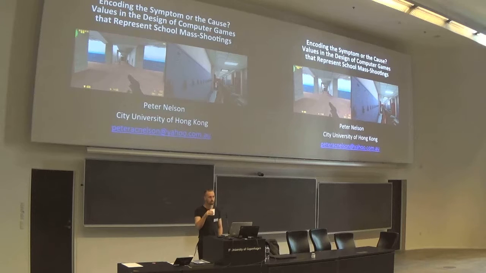Maybe I'm not fully understanding what values mean in this context, but isn't it also very important to look at the purpose of the simulations or the games in this context? And in that frame, I would argue that there's a very big difference between making a simulation in order to train law enforcement and making a simulation in order to exert violence.